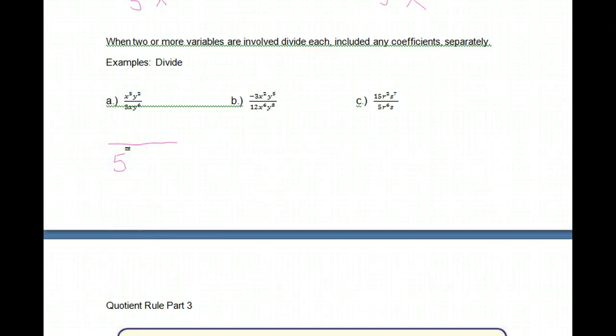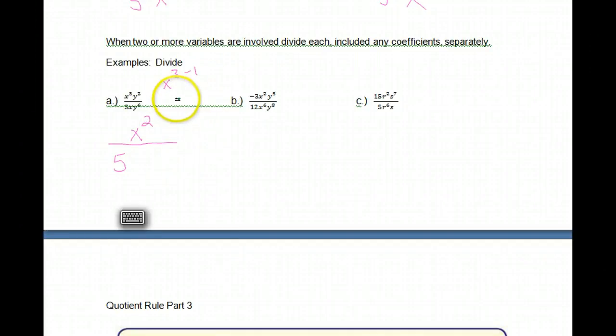And now I'm going to work on dividing my x's. So I have x cubed over x. The way that we're supposed to simplify that is by subtracting those exponents. So we're going to do x cubed and take away the 1. Think of it as x to the 3 minus 1. That leaves us with x squared in the numerator.